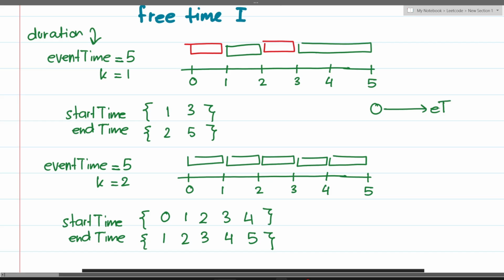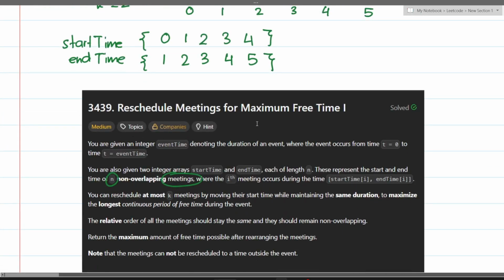Alright, perfect. The second thing you are given are two arrays, start time and end time, something like this. This is the start time and this is the end time for a particular meeting. You can have up to n meetings, so over here you have n equals 5 meetings. Start time and end time of n meetings, and all of those meetings are non-overlapping.